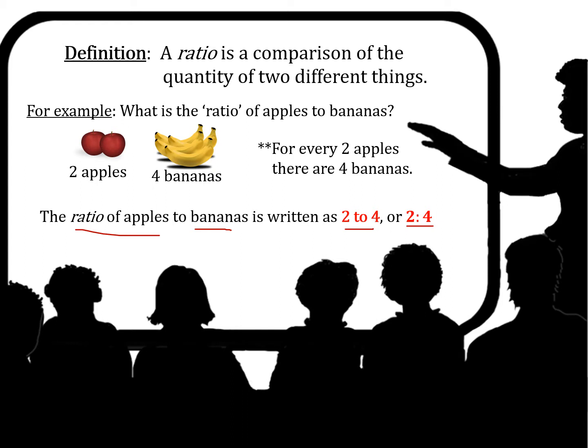2 apples to 4 bananas. The order is very important. If we're going from the ratio of apples to bananas, it's 2 to 4. If we were to reverse it and say what is the ratio of bananas to apples, the ratio would be 4 bananas to 2 apples.